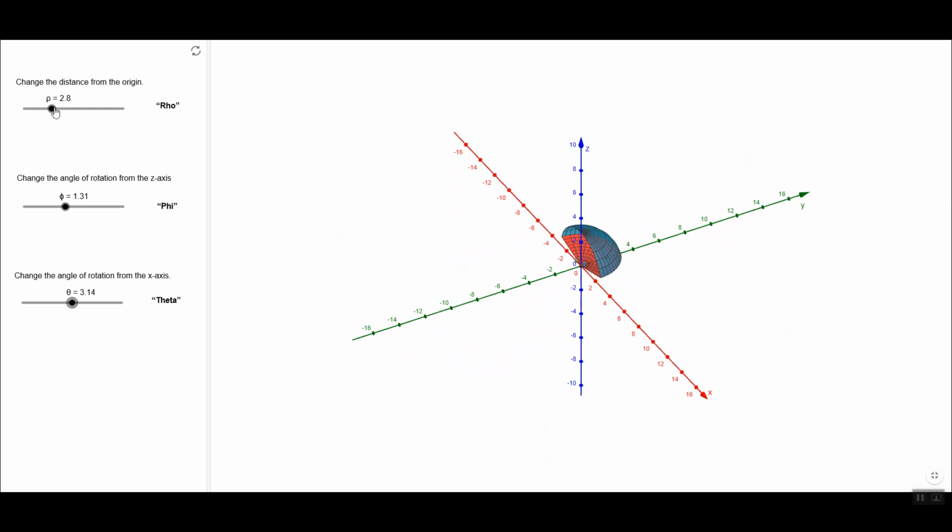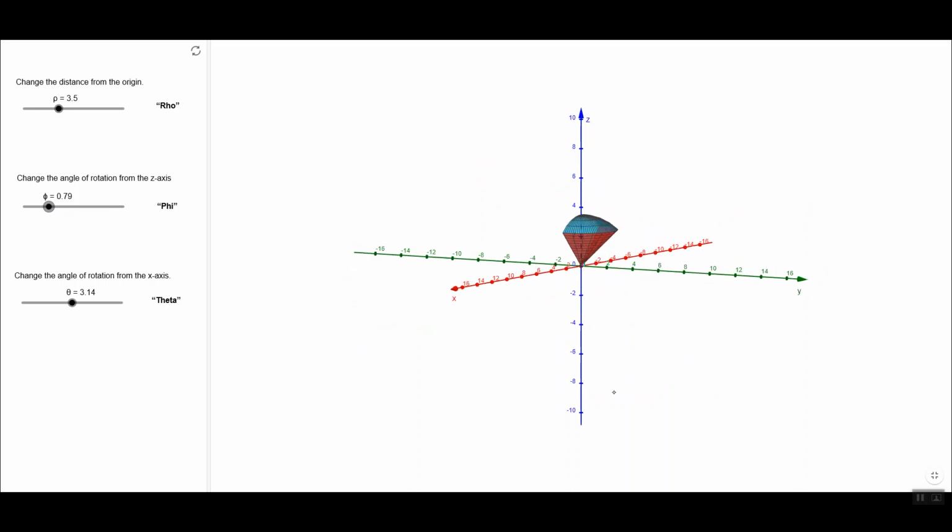Now what about rho? What can you see rho is doing? Yeah, rho looks like it's just amplifying or minimizing this object. All right, that's pretty cool. Well, what about phi? Yeah, phi is a little bit more difficult to actually extract.